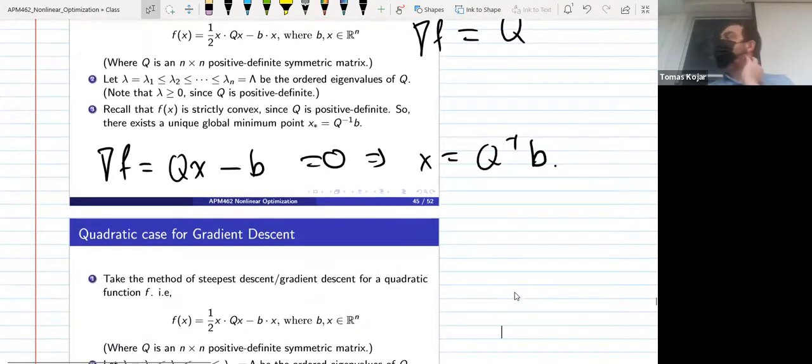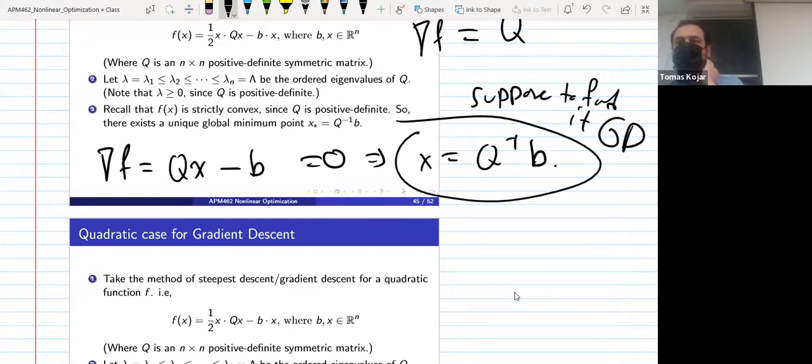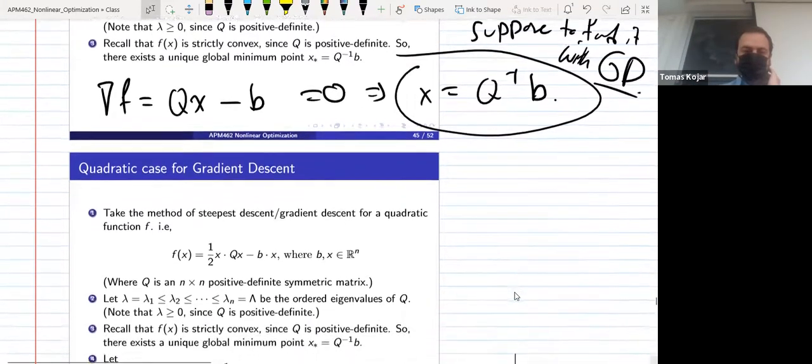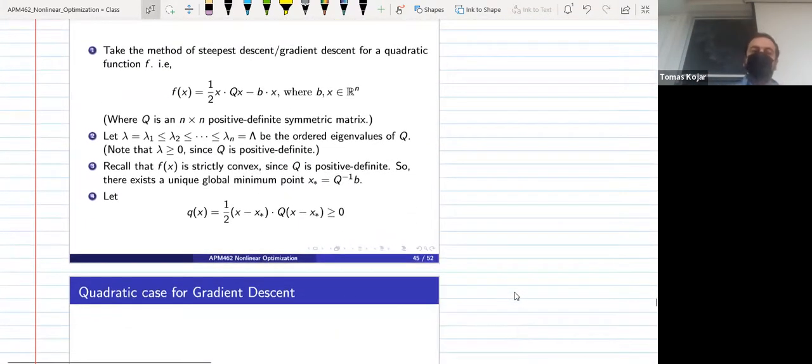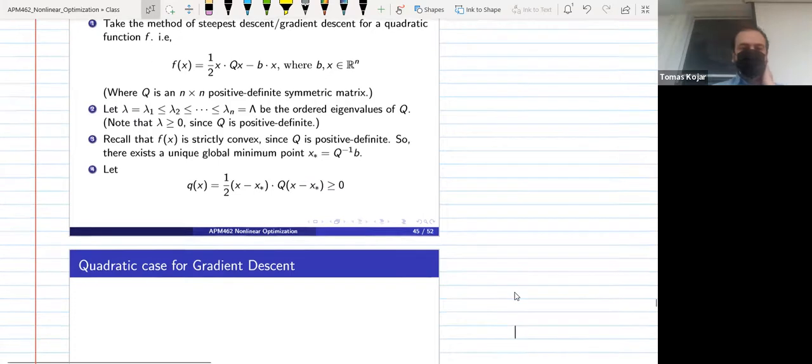I'm supposed to find this with gradient descent. I don't know how far I will go with this, so let's consider this function.